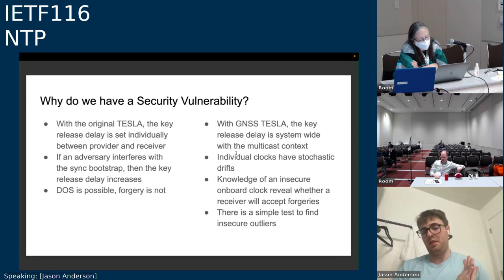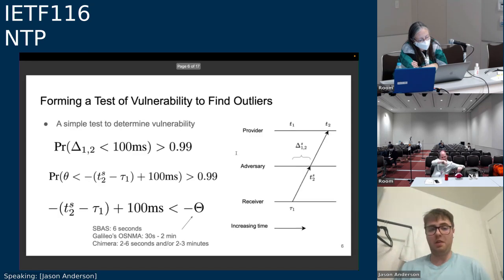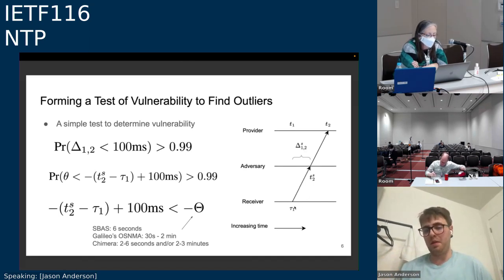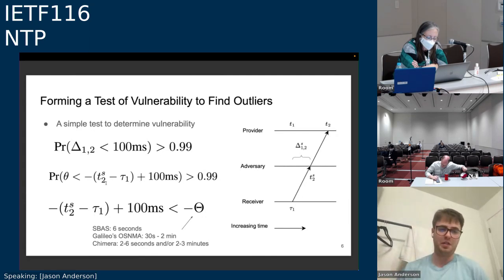And in my paper, I show that there's a simple test to find insecure outliers. Very, very simple. I will go really quickly through the slide, but essentially if I'm using my basic NTP protocol and I'm intercepting that NTP message in the clear, I can just measure the receipt time using the T1 inside the timestamp. I can infer whether or not a specific clock is delayed with high probability. These equations just describe that test. If I can listen to the traffic and the T1 inside NTP is in the clear, then I should be able to find those outliers.